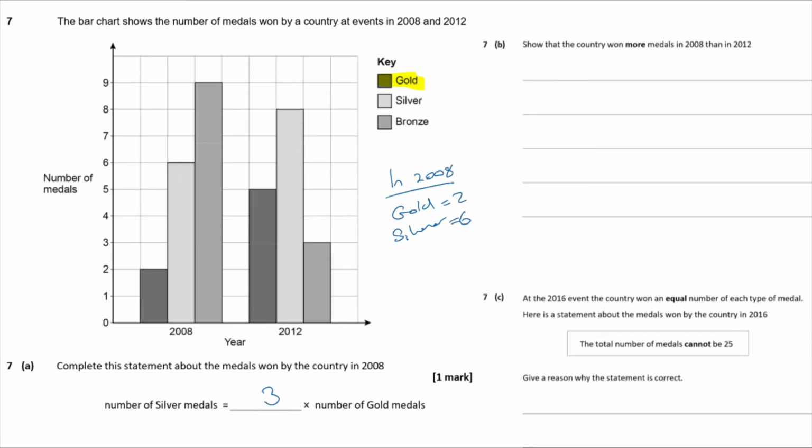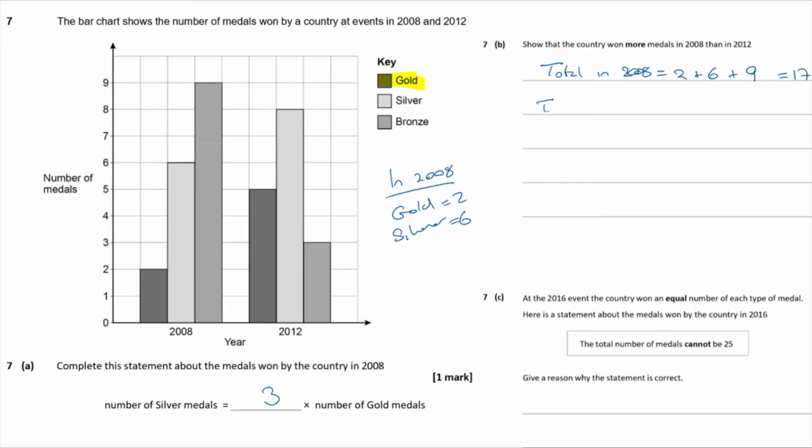And then the second part says, show that the country won more medals in 2008 than in 2012. Okay, so for that one we need the total medals in both years. So the total in 2008, that is going to be the 2 gold and the 6 silver that we already talked about, plus the third bar, which is 9, isn't it? It's got a height 9. So that's going to give me a total of 17 medals.